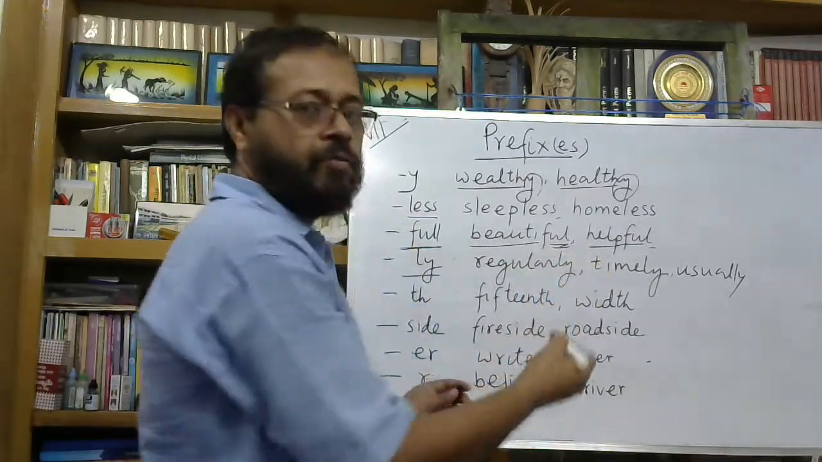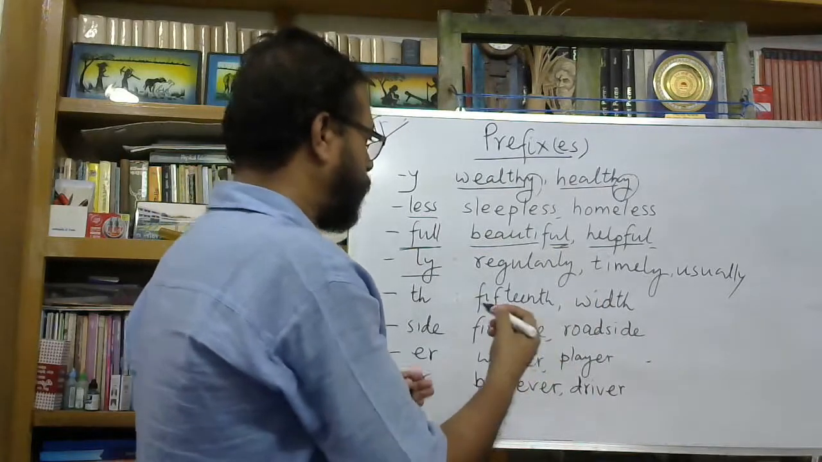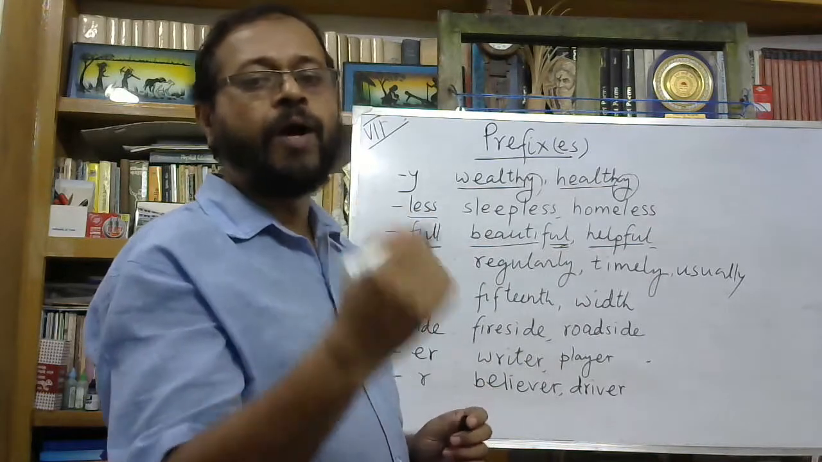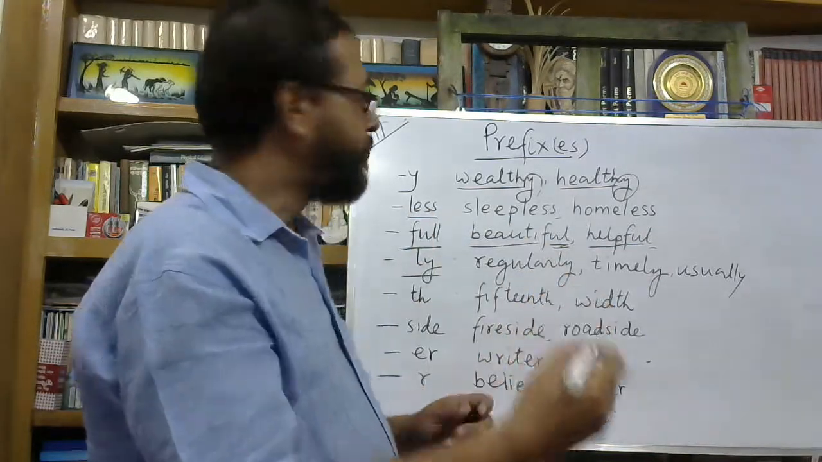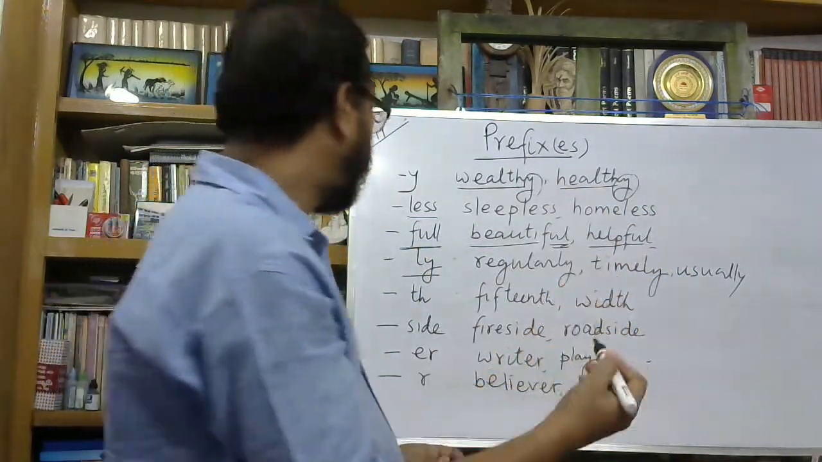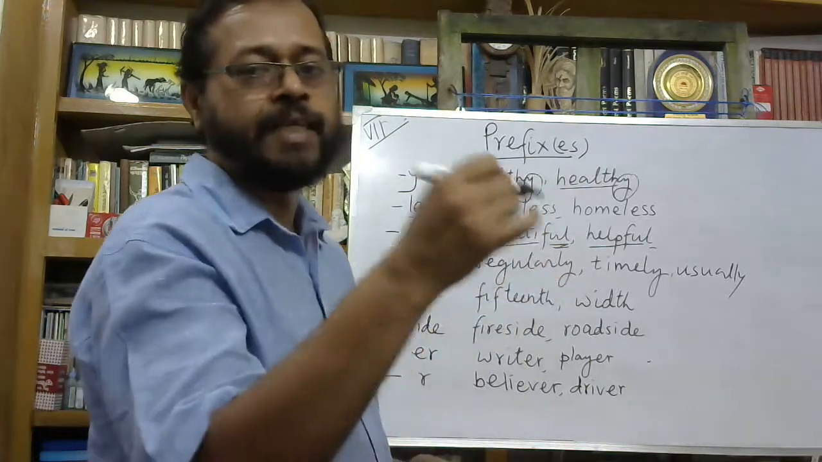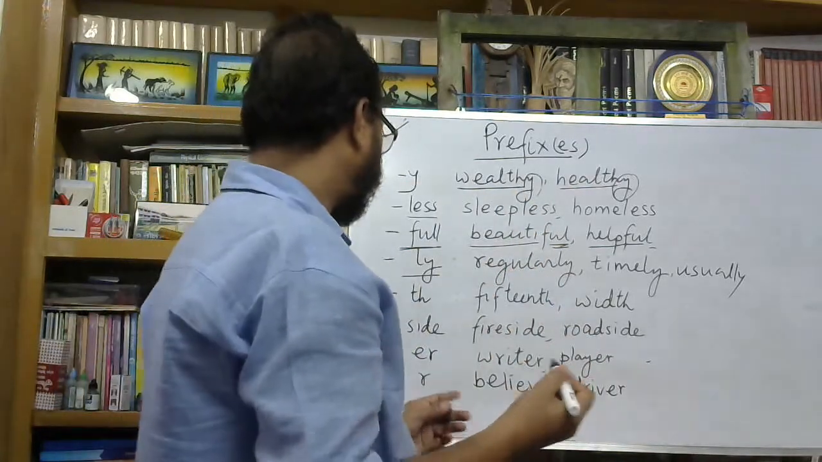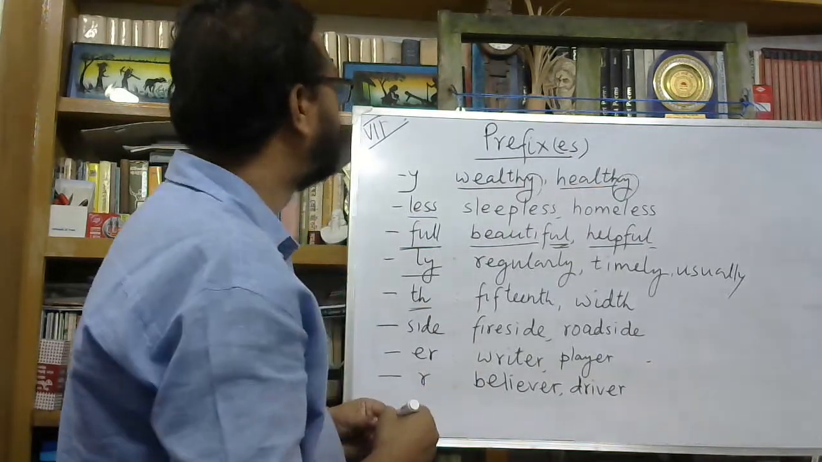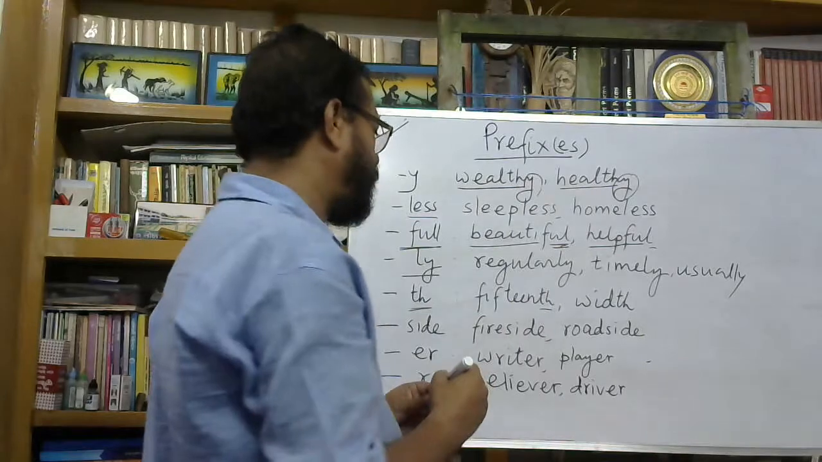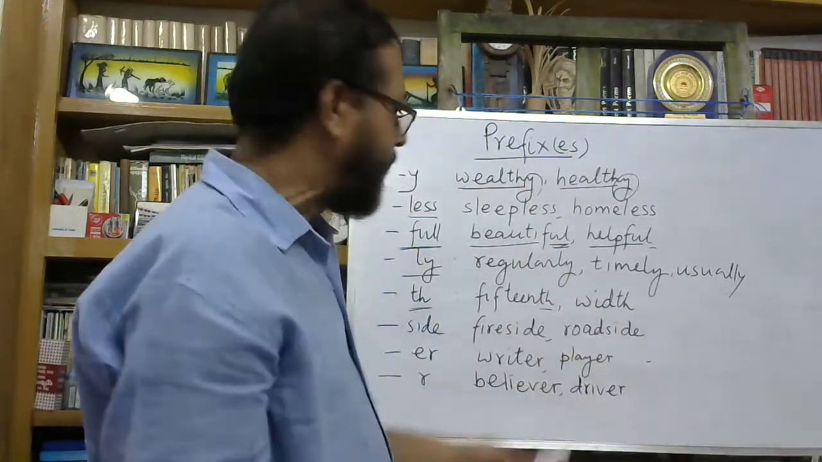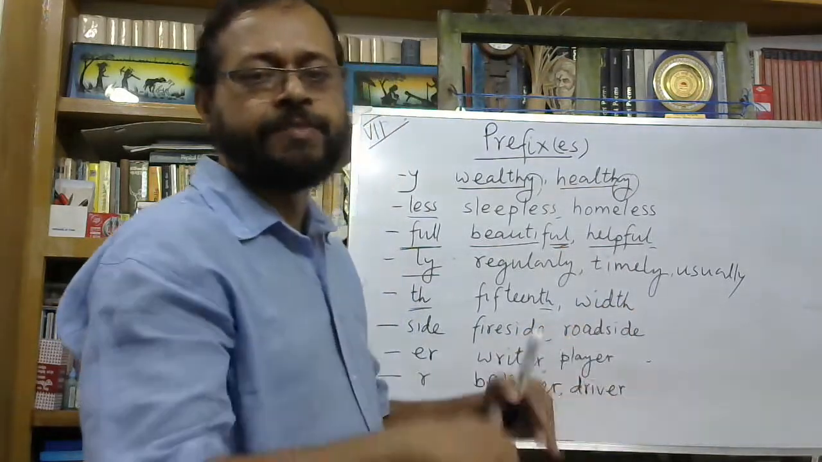regular plus ly, regularly. So from adjective to adverb, adding ly to an adjective creates an adverb. Timely, usually, beautifully, beautiful plus ly, beautifully. So then ph, this is not very common. So position, here like 15, 20th, and from wide to width, here wide, an adjective, became the noun width.